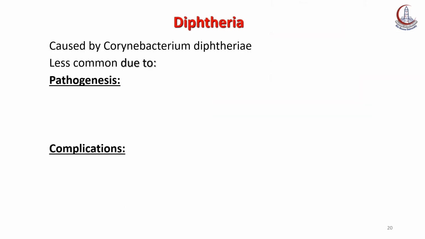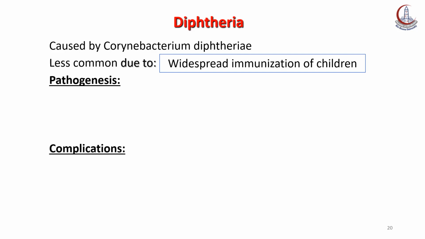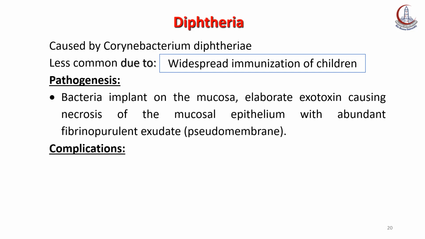We will start another topic, which is diphtheria. Diphtheria is caused by Corynebacterium diphtheriae. Less common لأنه في دلوقتي immunization against diphtheria فبدأ يقل incidence of diphtheria. The pathogenesis احنا عارفينها من الجنرال.